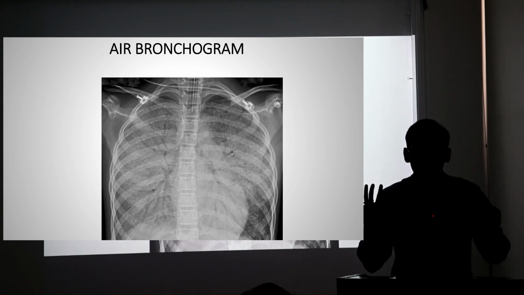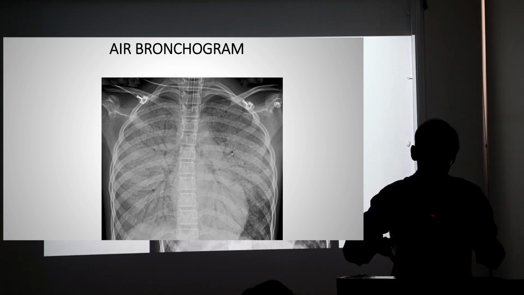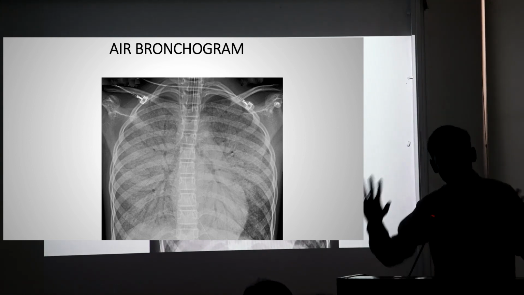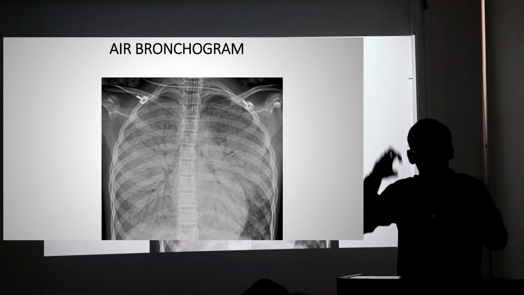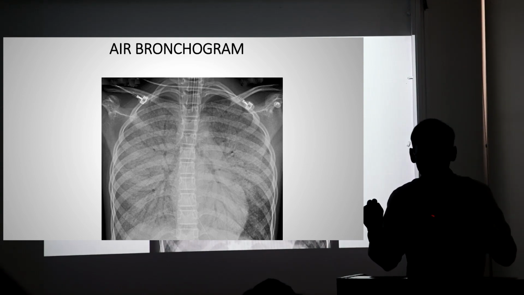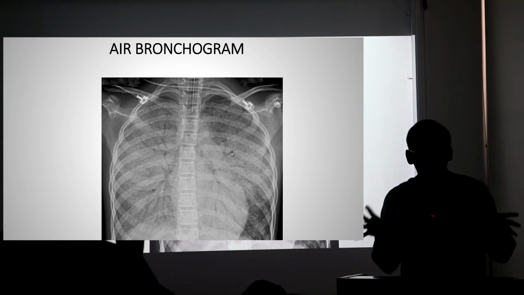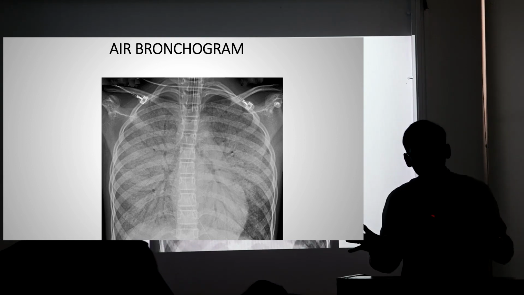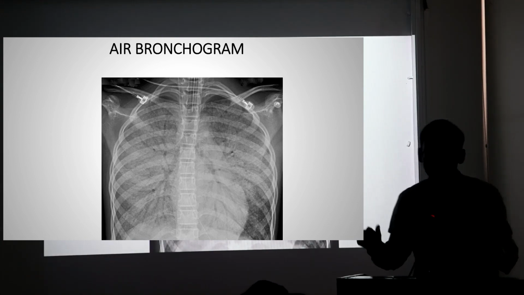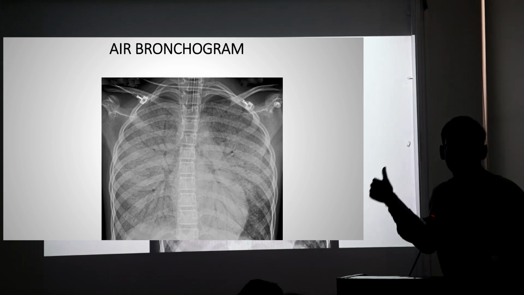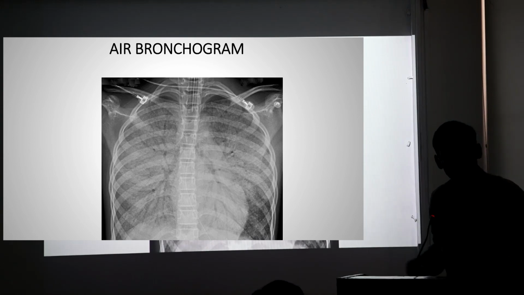So the first and third are filled with material, but the middle one is not. What does the middle one have? Air. What is black in X-rays? Air. So if there is non-uniform distribution of the proteinaceous material in the alveoli and airway, and there are certain airways which are not filled up, which still have air inside them, due to that we'll get air bronchograms, which are very specific for pneumonias.